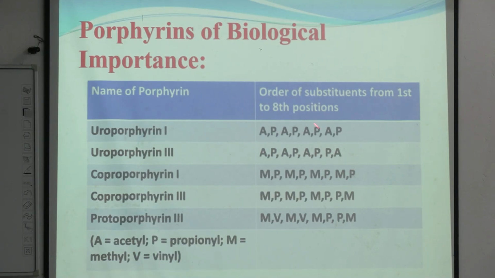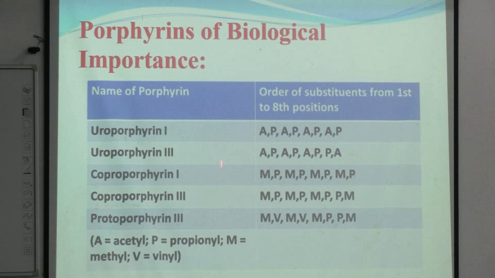So the arrangement of the substituents is as such. In uroporphyrin 1, it is AP, AP, AP, AP. In uroporphyrin 3, it will be AP, AP, AP, PA. In coproporphyrin 1, all will be MP, MP, MP, MP. In coproporphyrin 3, it will be MP, MP, MP, PM. And protoporphyrin 3 will be MV, MV, MP, PM.